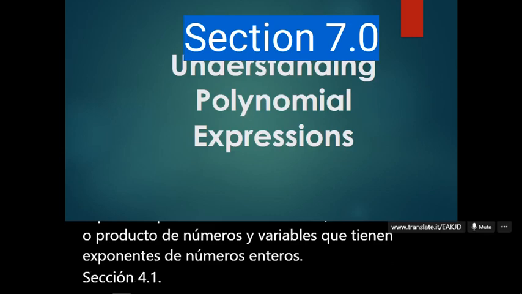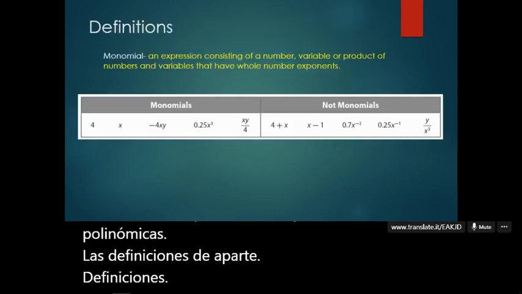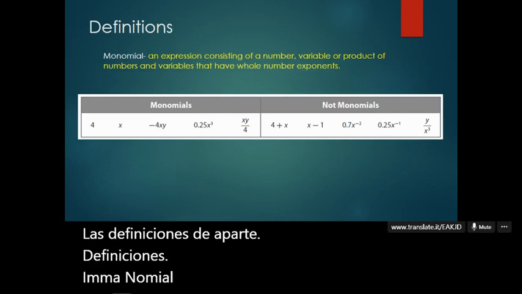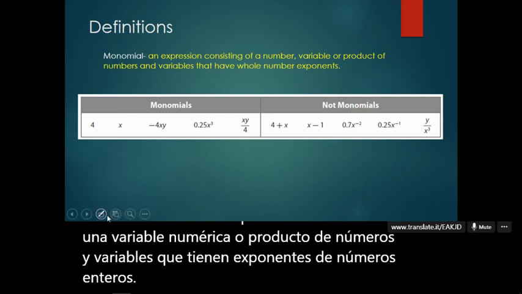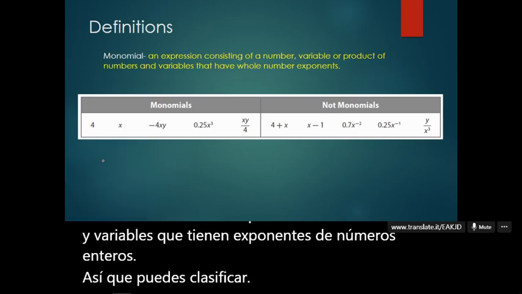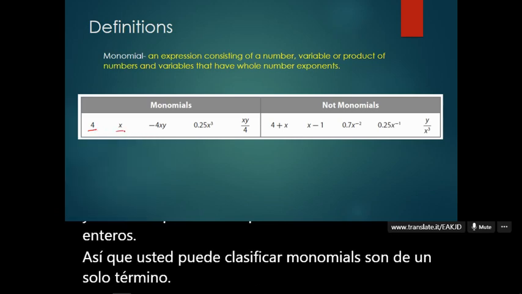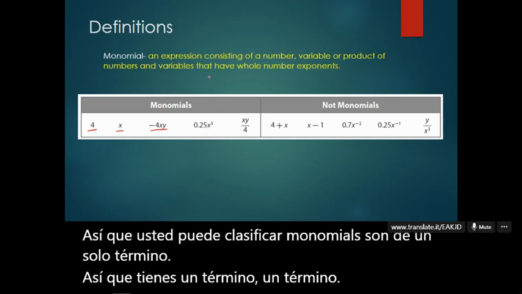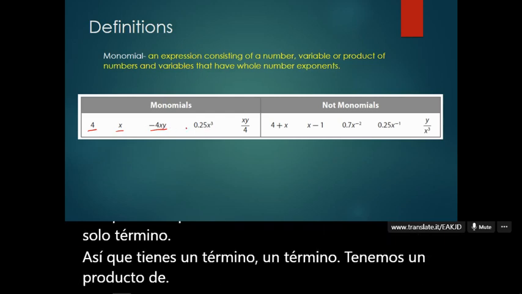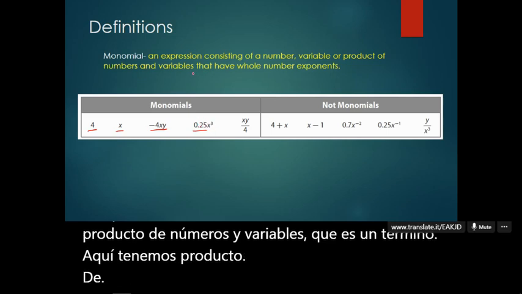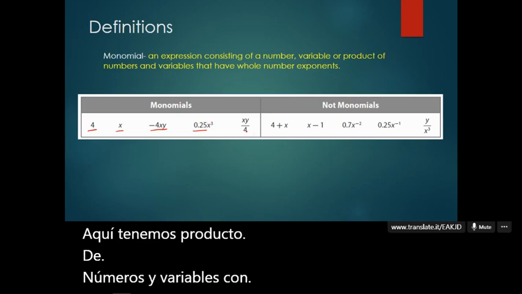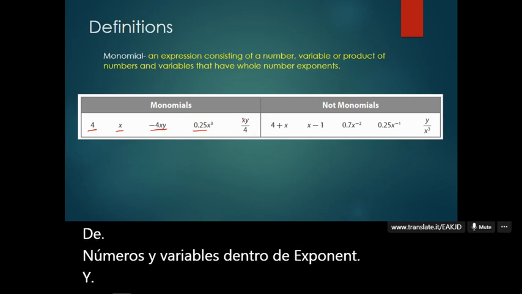Understanding polynomial expressions. Definitions. A monomial is an expression consisting of a number, variable, or product of numbers and variables that have whole number exponents. So you can classify monomials as single term. So here we have one term. We have a product of numbers and variables, which is one term. Here we have a product of numbers and variables with an exponent. And here we have a product of x and y with 4.